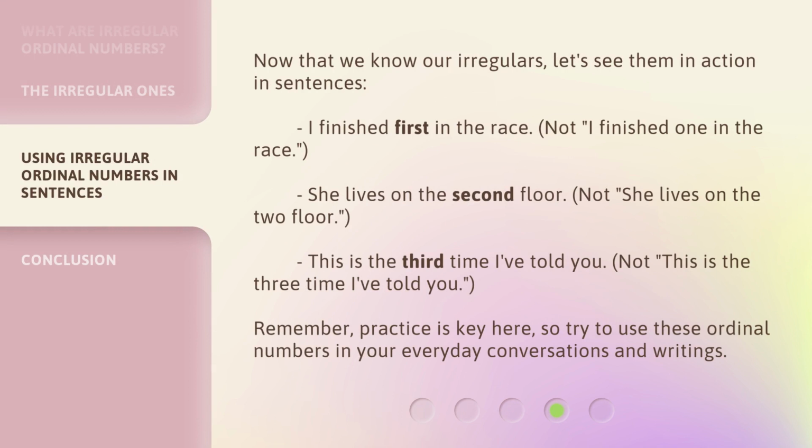Now that we know our irregulars, let's see them in action in sentences. I finished first in the race. Not, I finished 1 in the race. She lives on the second floor. Not, she lives on the 2 floor. This is the 3rd time I've told you. Not, this is the 3 time I've told you.